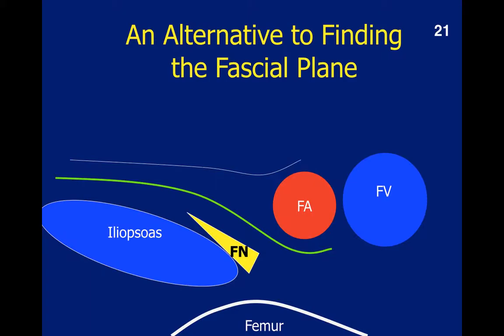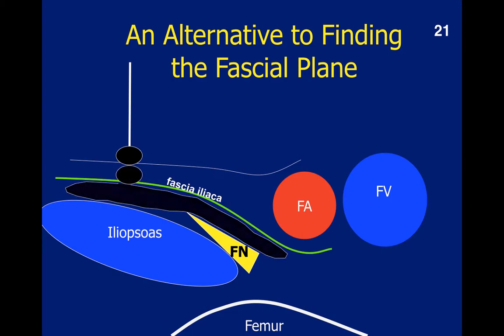Although injection deep to the fascia iliaca and lateral to the femoral nerve is an attractive alternative to direct contact with the nerve, it can be difficult to perform.